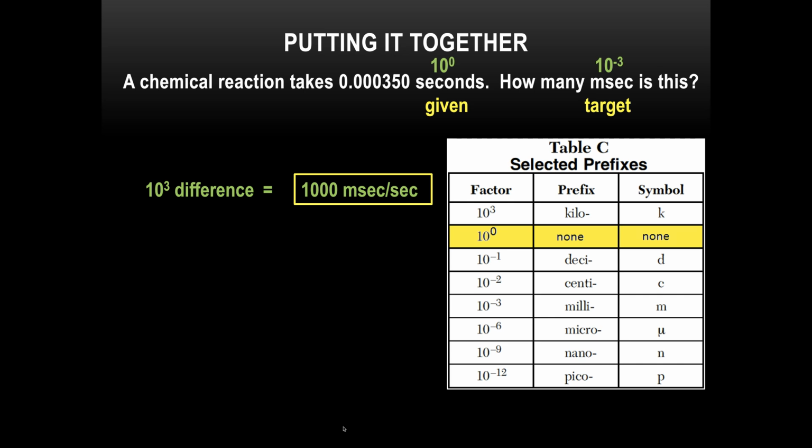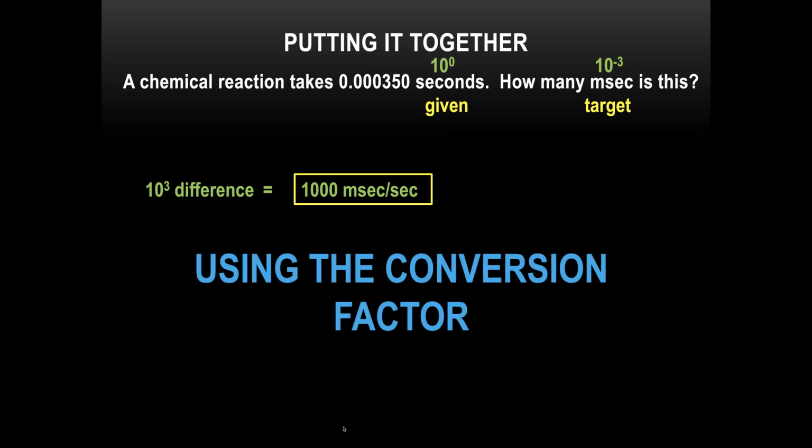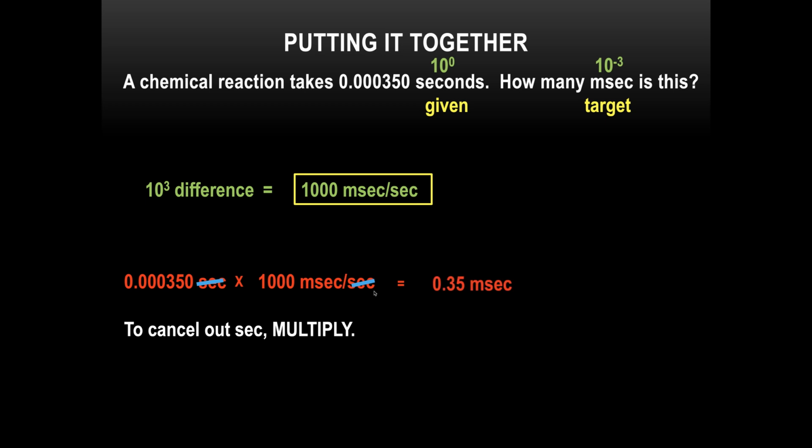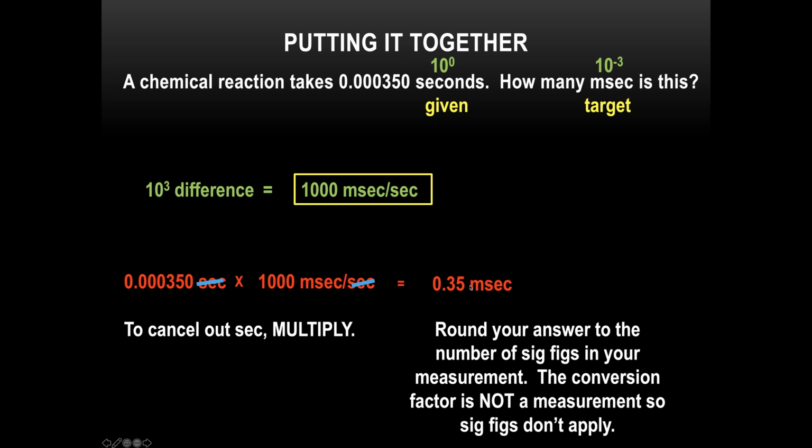Okay, now let's use it. Let's take our given, and then we'll take our conversion factor, and now we have to decide whether to multiply or divide. Well, seconds is in the numerator, seconds is in the denominator, so we multiply to cancel out seconds. When we do that, we will get milliseconds. But because our original number had 3 significant figures, we have to make sure our final answer also has 3 significant figures.